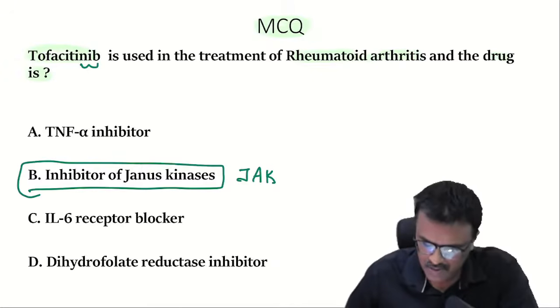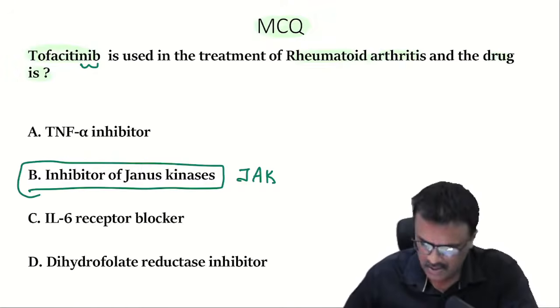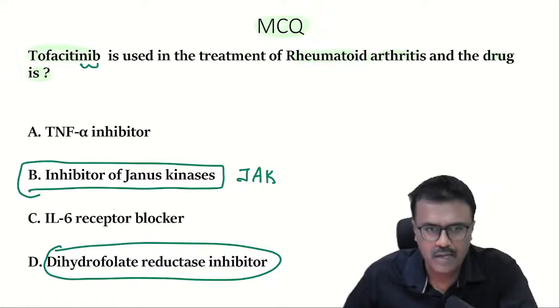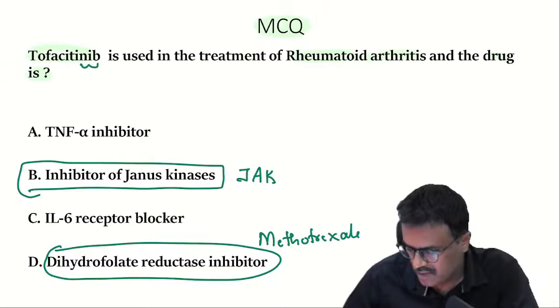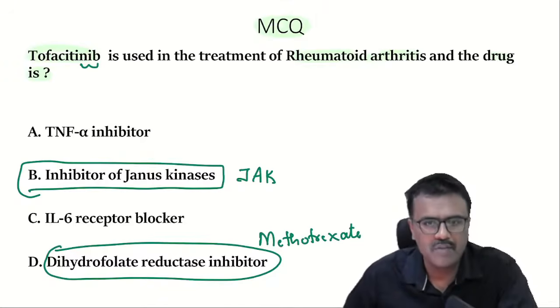But let me tell you what are the drugs we use for rheumatoid arthritis. The most important drug we use in rheumatoid arthritis, which inhibits dihydrofolate reductase, is called methotrexate. Most of the patients we start on methotrexate. Not responding, we give sulfasalazine, then we can go for leflunomide.